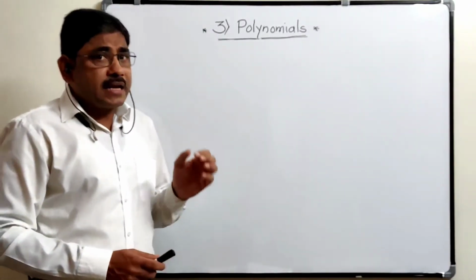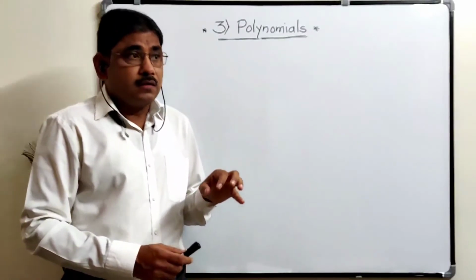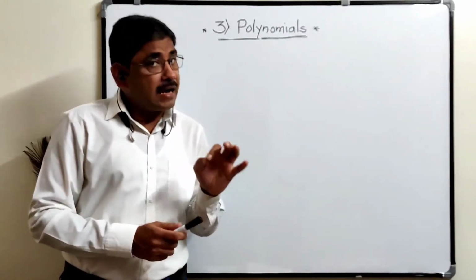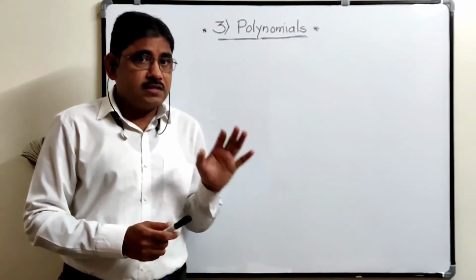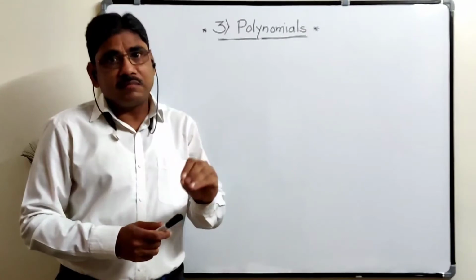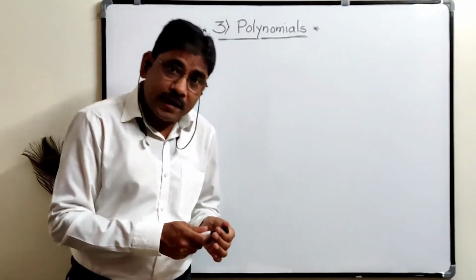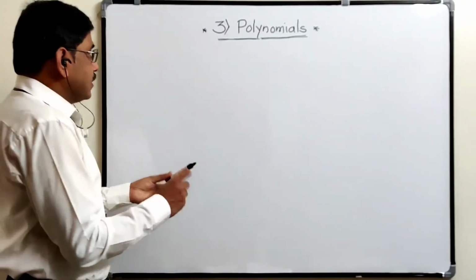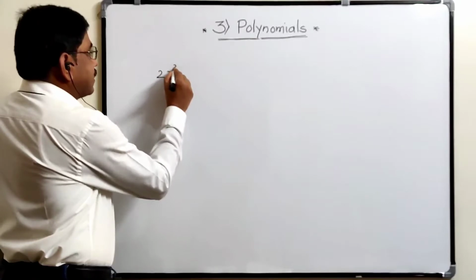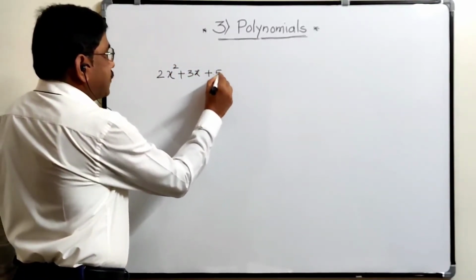So algebraic expression means generally we say the mathematical terms that contains variables and numbers. जिसमें वेरिएबल है और कुछ नंबर्स है, कुछ प्लस माइनस ऐसा साइन है, दैट इज कॉल्ड अल्जेब्रिक एक्सप्रेशन. फॉर एग्जांपल, दिस 2x square plus 3x plus 5.